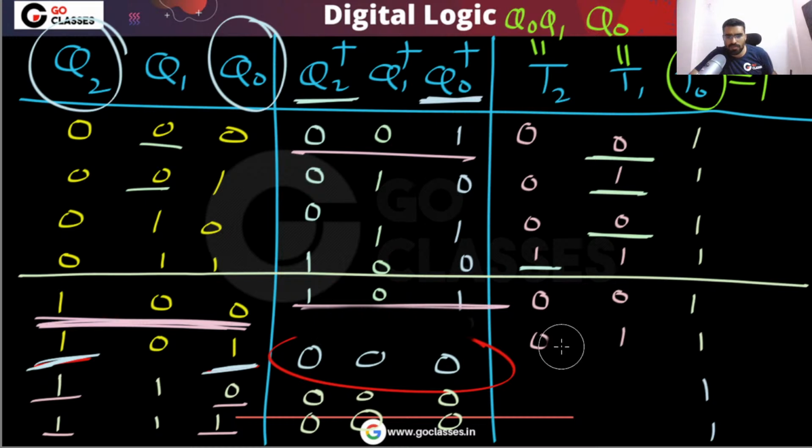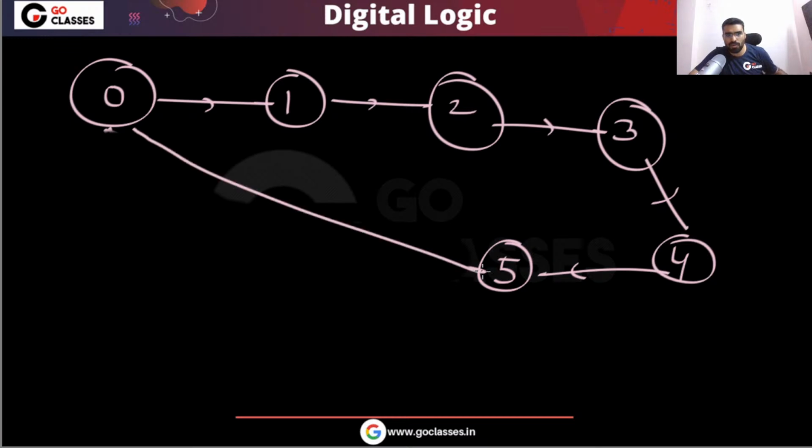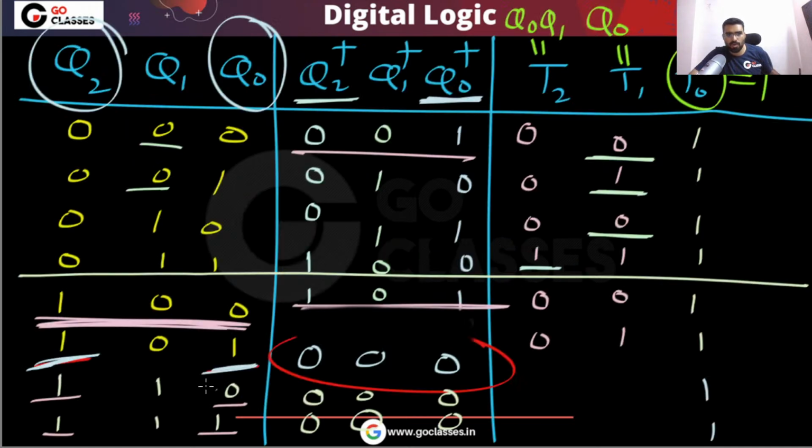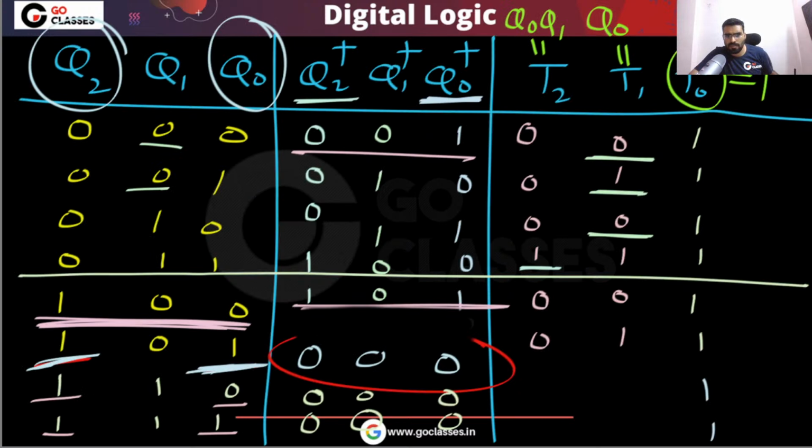From this state 5 you will go to state 0. Is this clear? Once you come to state 5, you will go to state 0. Tell me, is this point clear? From this state 5 you are going to state 0.